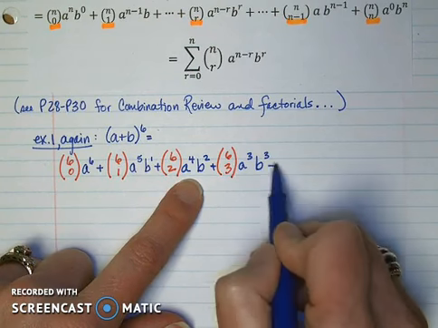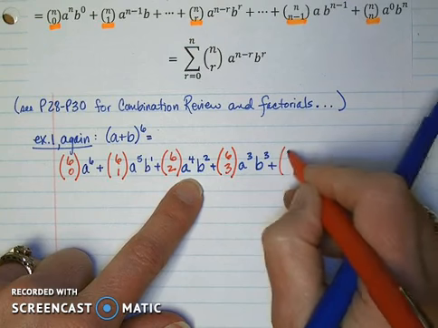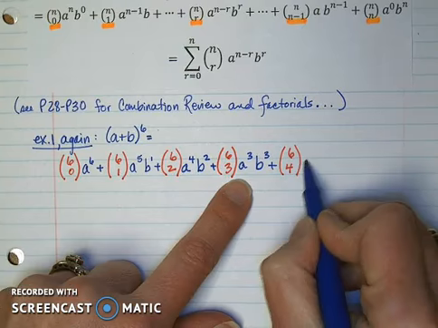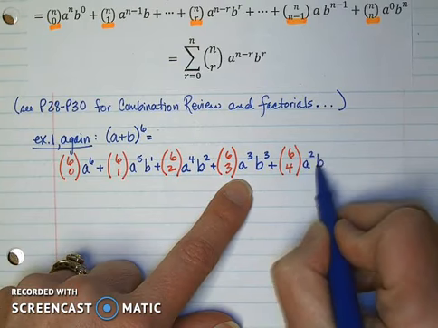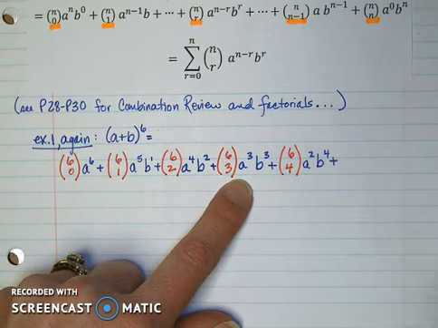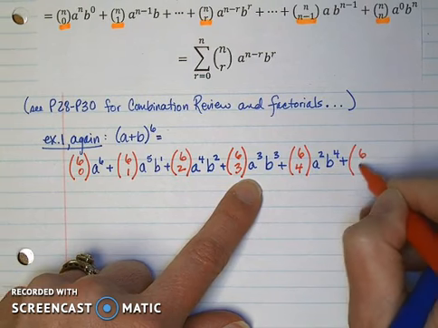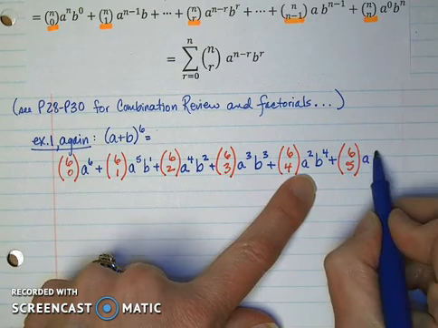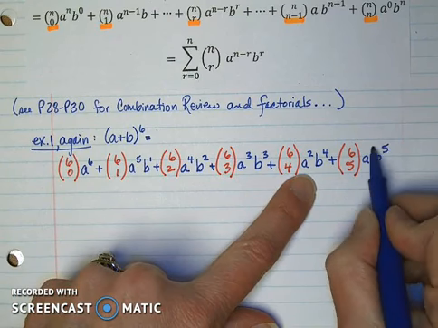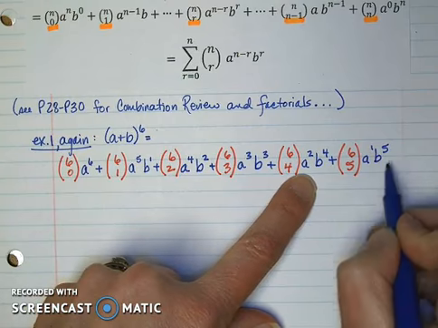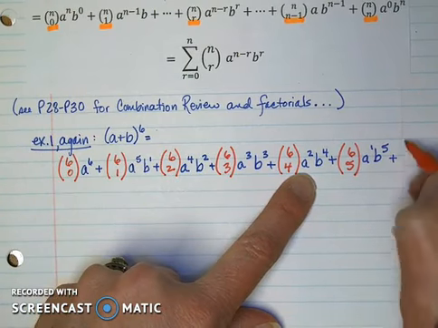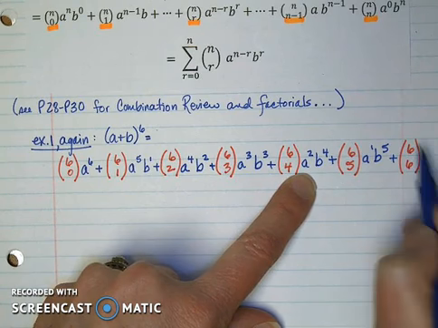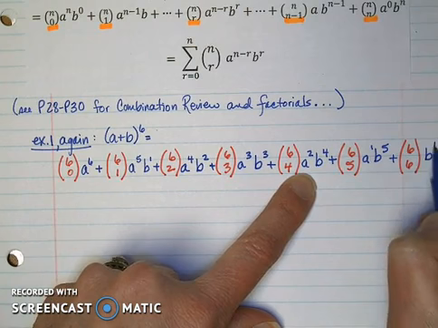The next term, coefficient will be 6, 4. This will have only 2 A's and 4 B's. Next coefficient is 6, 5. Has only 1 A and 5 B's, right? 1 plus 5 gives me 6. And the last term will have a coefficient 6 and 6, and that is B to the 6th.